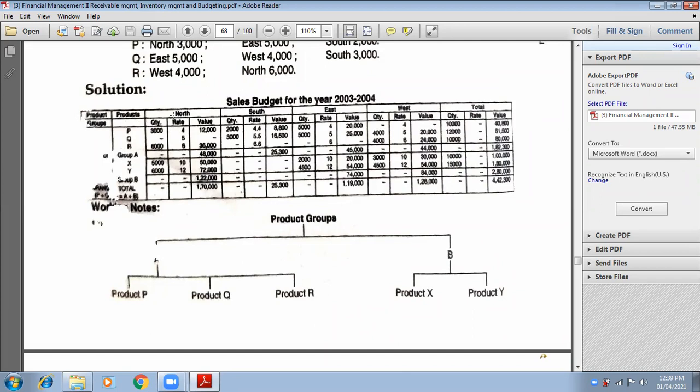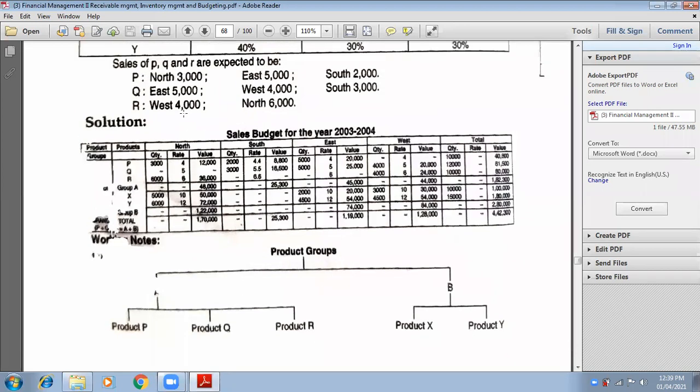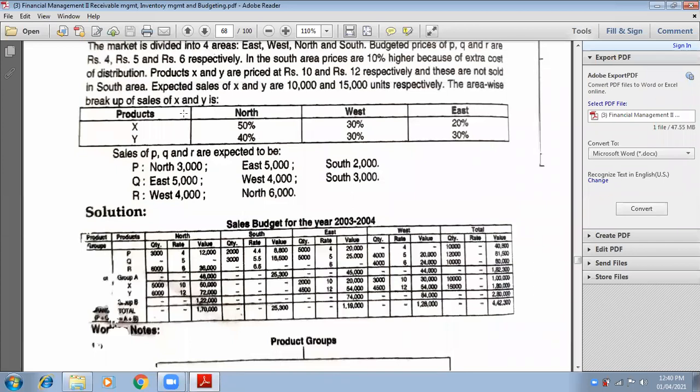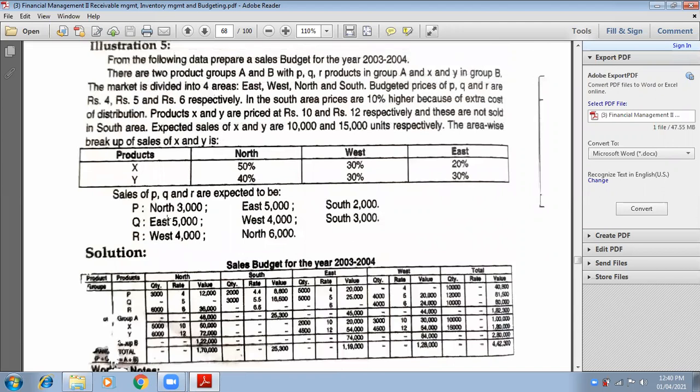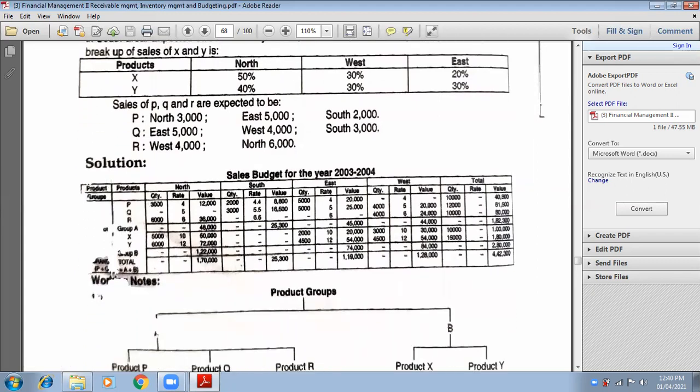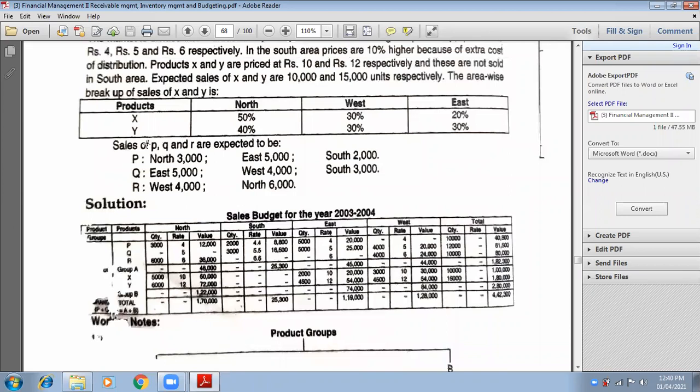Okay. And now here, the north column. Come to the north. Now, first of all, we will complete everything which is related to P. Now look at product P. P in the north is 3,000. So write down in the quantity of north P 3,000. Are you getting my point? Can you see this 3,000 in the column of P, in the column of north? Yes, ma'am. So write down in the column of north P 3,000.